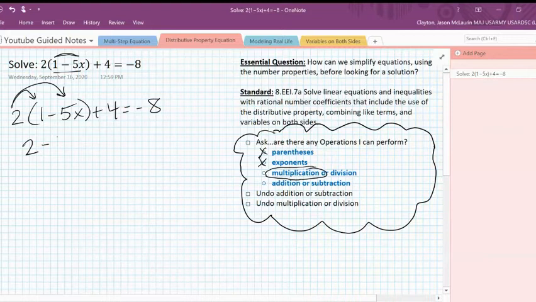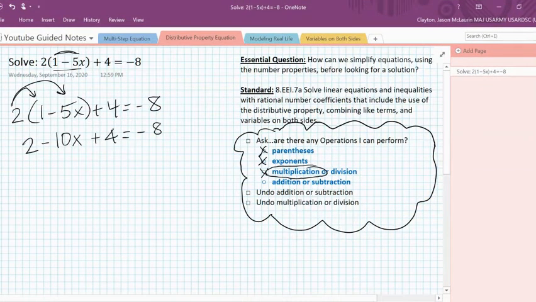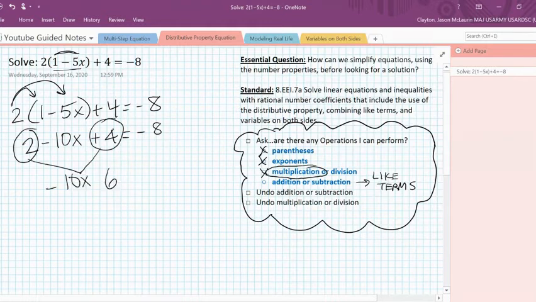So I've knocked out my multiplication or division. Now I want to look at addition or subtraction. And again, I'm asking myself, are there like terms? In this problem, positive 2 and positive 4 are like terms. When I combine my like terms, I end up with 6. I like to do problems where I leave my term with the variable in front. So negative 10x plus 6 equals negative 8.